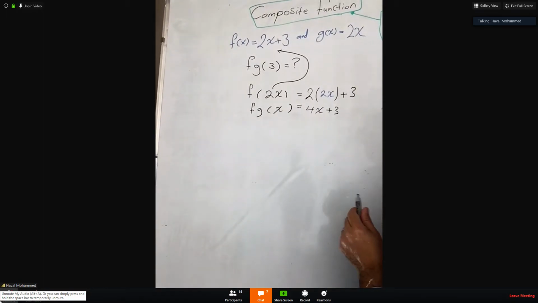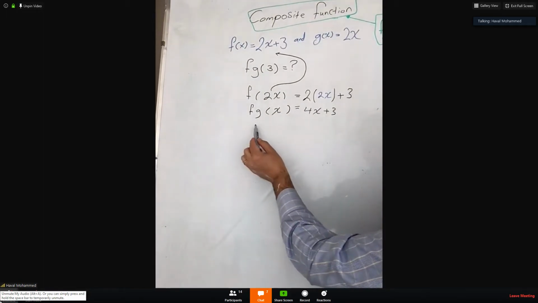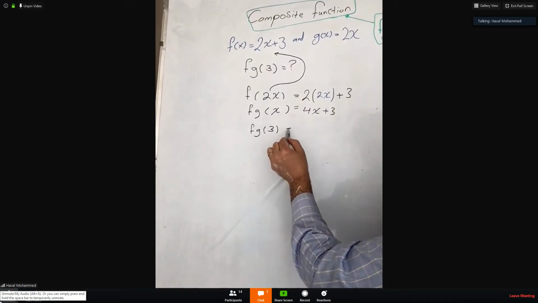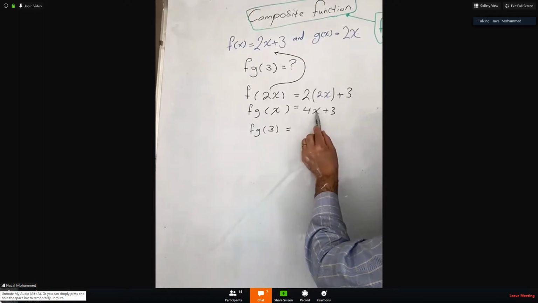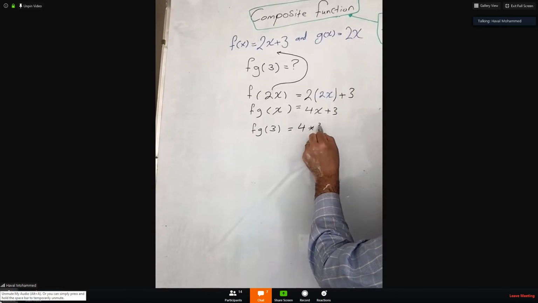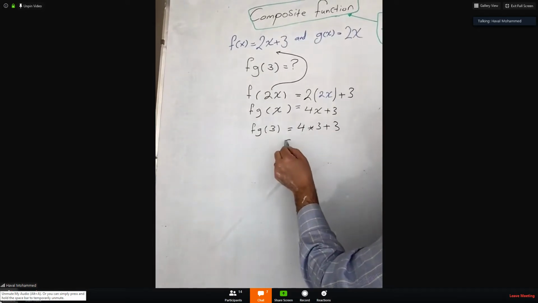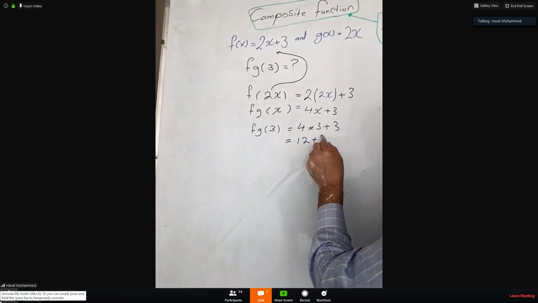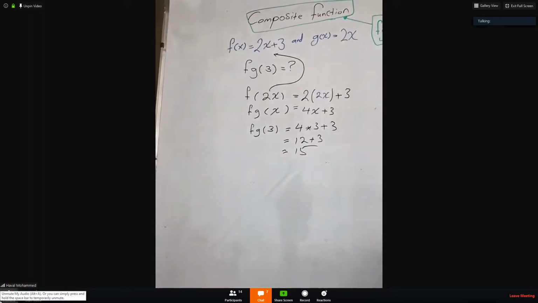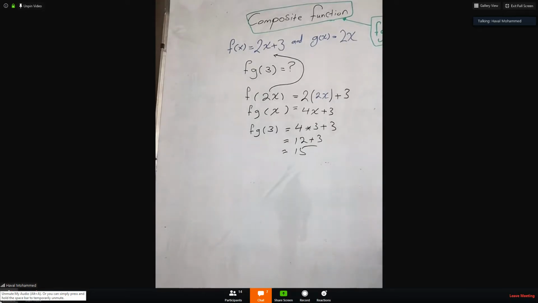And now it's saying instead of x, use 3. Then you write f(g(3)). And again, you replace x by 3. We studied that in a previous lesson. Then 4 times 3 plus 3. That's going to be 12 plus 3, which is 15. Yeah? Any question? No? No, it's clear. Thank you.